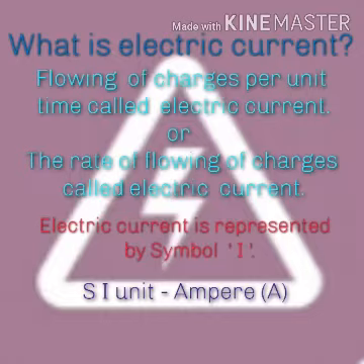Electric current is represented by symbol I. SI unit of electric current is ampere, which is represented by symbol A. Flowing of charges per unit time, or rate of flowing of charges, is called electric current.